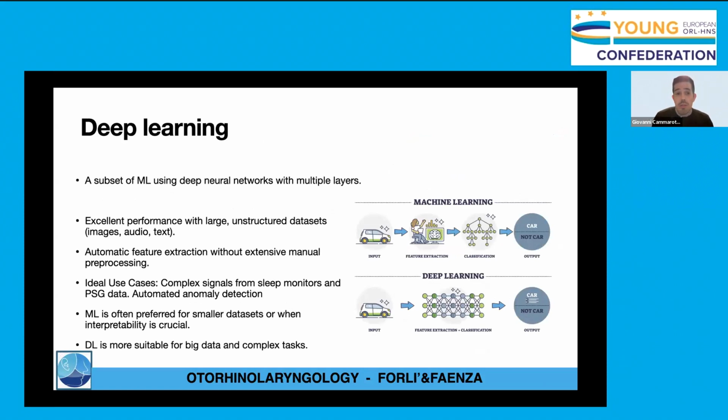Deep learning is an evolution of machine learning because it works with multiple layers of deep neural networks. So the manual work of the operator is reduced basically to zero. It needs, of course, a good programming, a good designing of the model, and there is an automatic feature extraction. Generally, deep learning works better with big, large data sets. Machine learning is often preferred when we have smaller data sets.